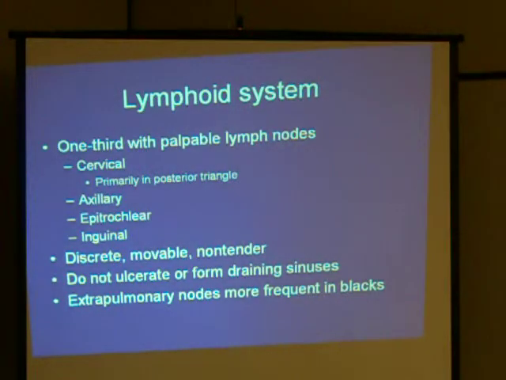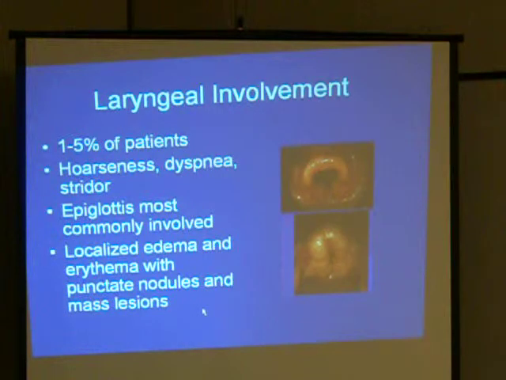Okay, we talked about the lymph glands. Not too many, only a third with palpable nodes. You may sometimes see axillary, epitrochlear and inguinal. They're discrete, movable, non-tender. They don't ulcerate or anything like that. They're much more common to see in blacks.